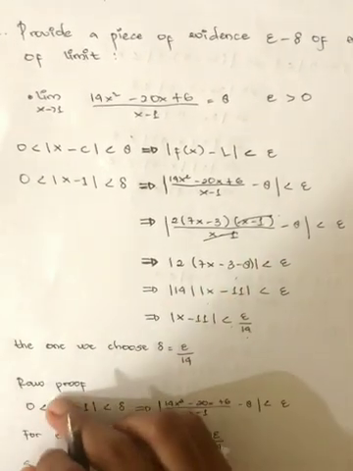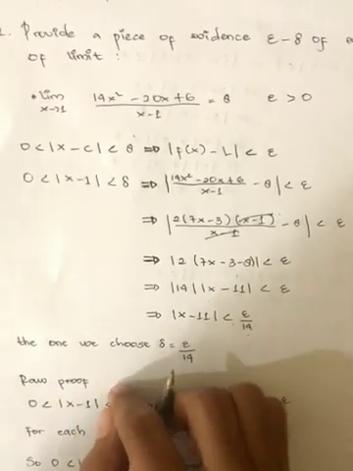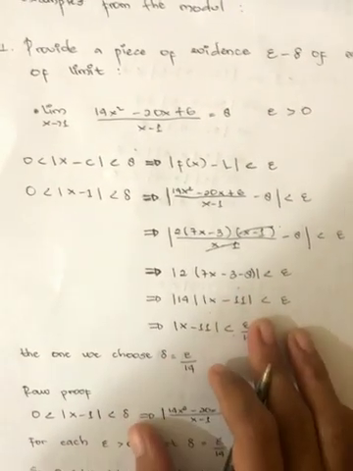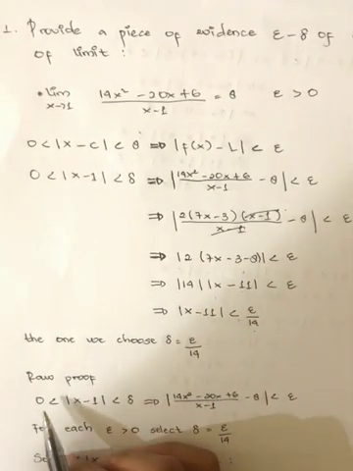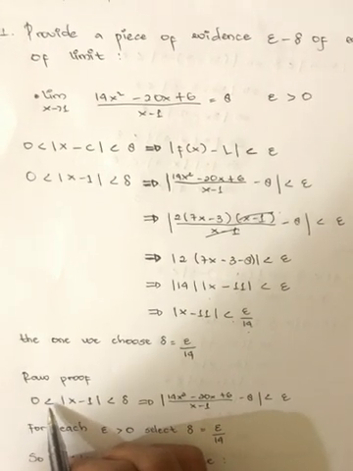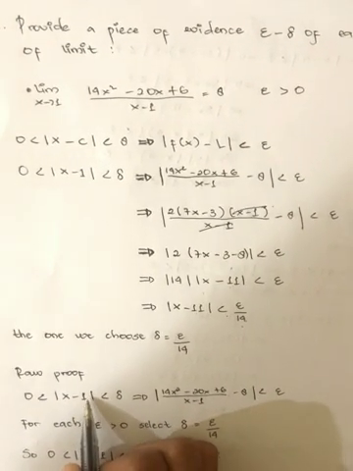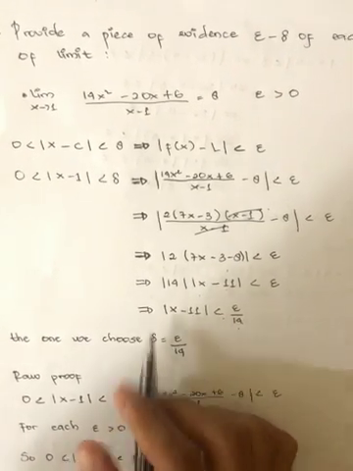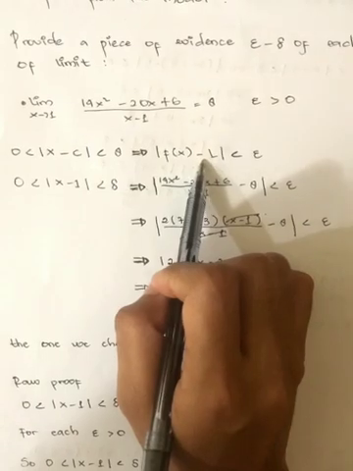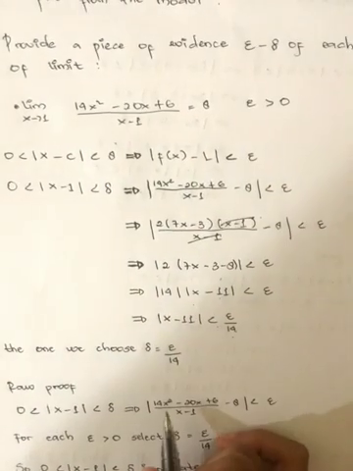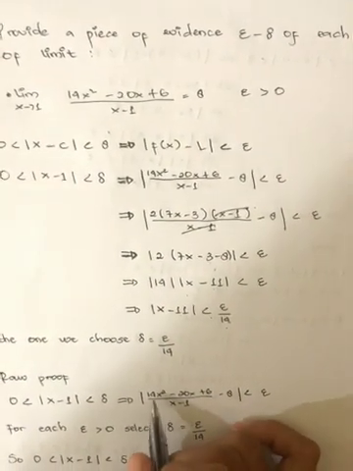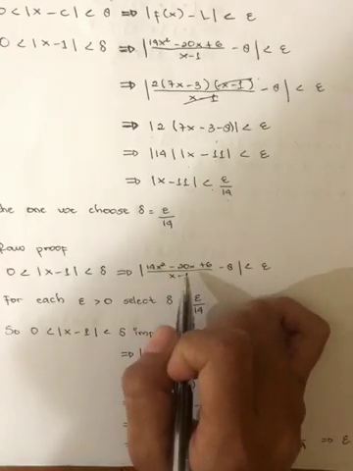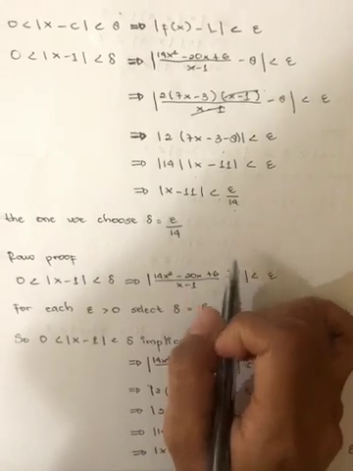Now, to prove that, by using the form 0 less than absolute x minus 1 less than delta implies absolute f(x) minus L, substitute with the equation (14x squared minus 20x plus 6) per (x minus 1) minus 8.